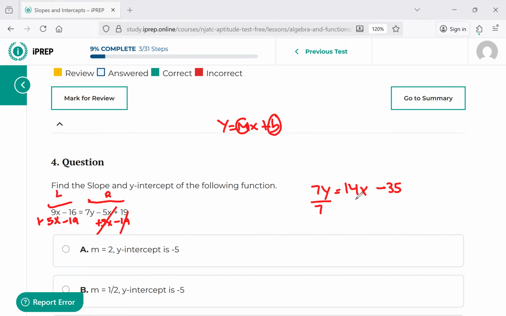Okay. So go ahead and solve for y. So you're going to divide everything by 7. Okay, so what's 14 over 7? That's 2x. What's negative 35 over 7? Negative 5? Yes, negative 5. So my slope is the number in front of x, so my slope is 2, and my b, or my y-intercept, is negative 5.